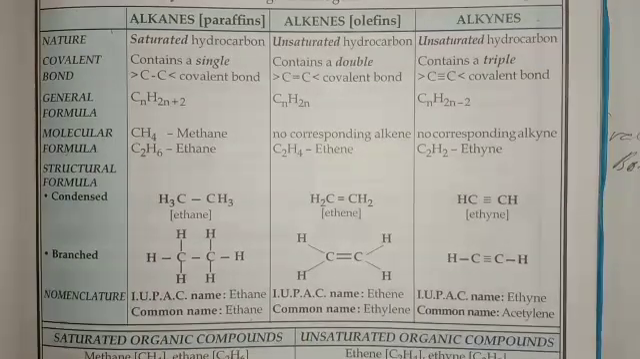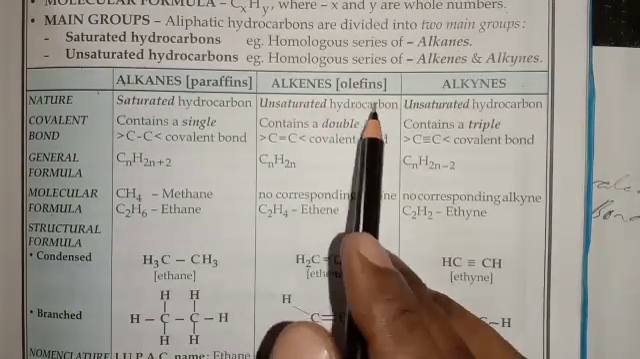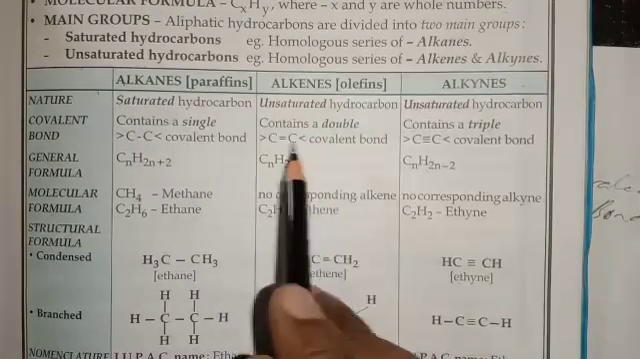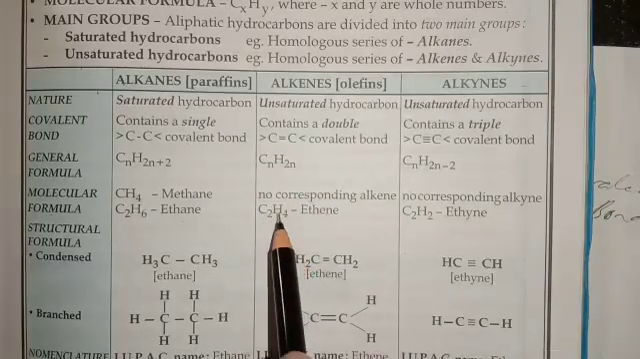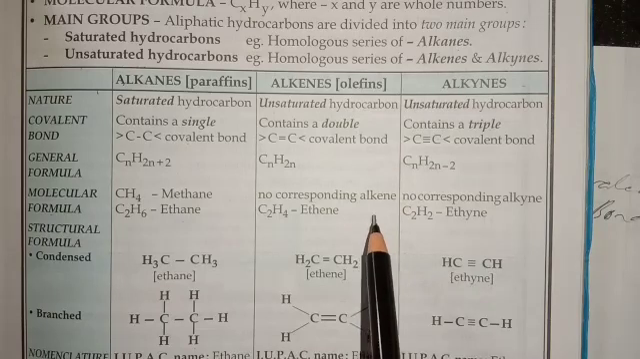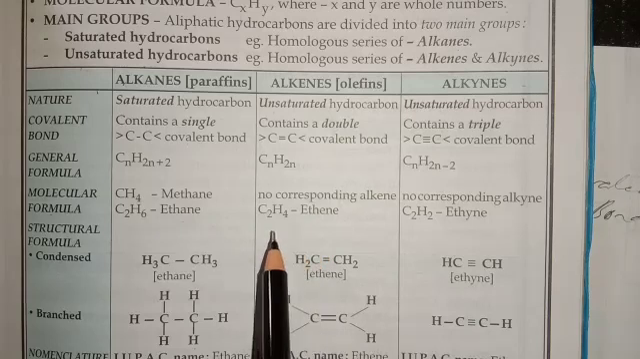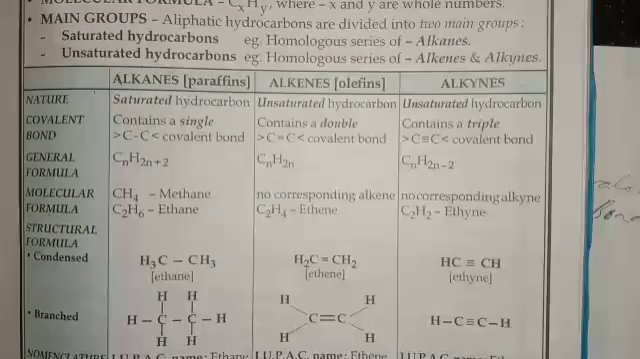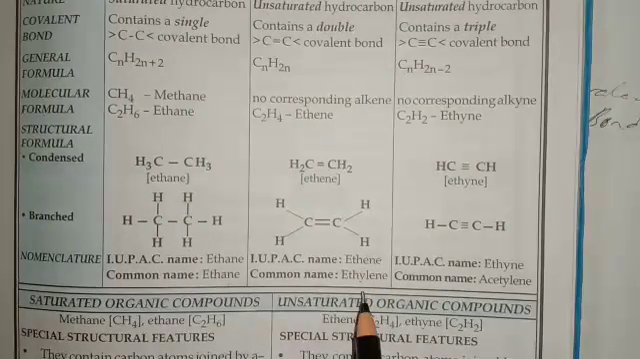Now come to the alkene, that is olefin. Alkenes, other name olefins, are unsaturated hydrocarbons which contain a double covalent bond. The molecular formula is CnH2n. No corresponding alkene for n equal to 1, because minimum 2 carbons are required for a double bond. Therefore, putting n equal to 2, C2H4, it will be ethene. Same process we will get propene also. The IUPAC name of C2H4 is ethene. Common name is ethylene.